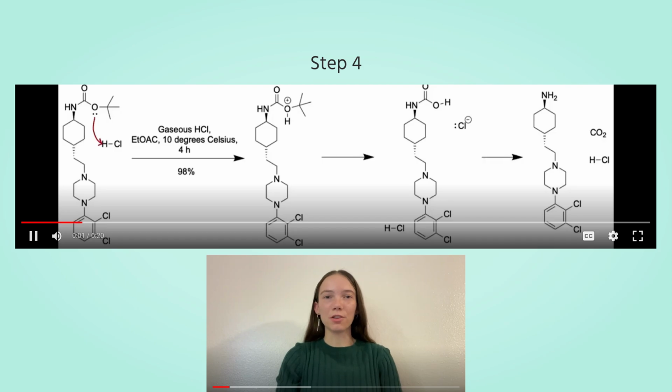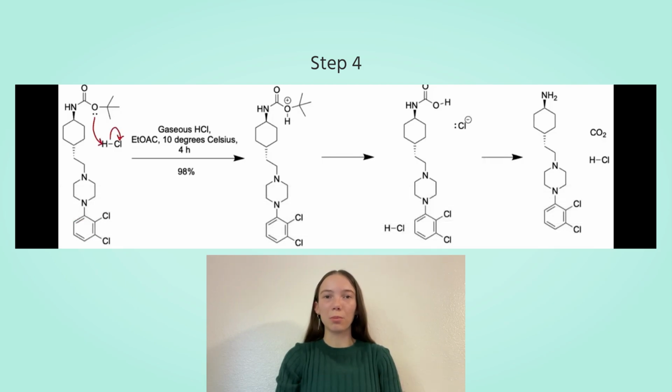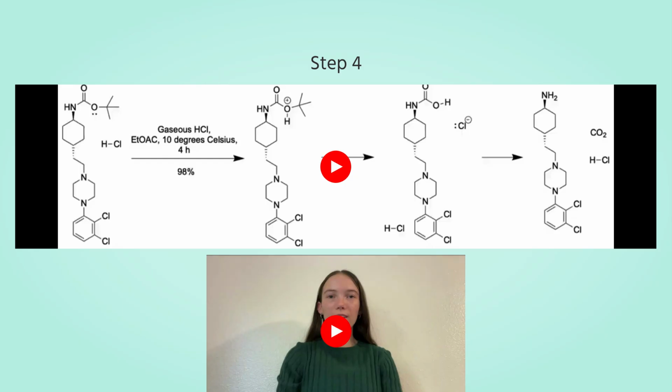This step shows another Boc group deprotection. So again, the lone pair on the oxygen grabs a hydrogen from the hydrochloric acid. The tert-butyl group then folds down to make an alcohol. And again, the alcohol is deprotonated by the negative chloride ion, but this time when the carbon dioxide group leaves, you're left with a primary amine.